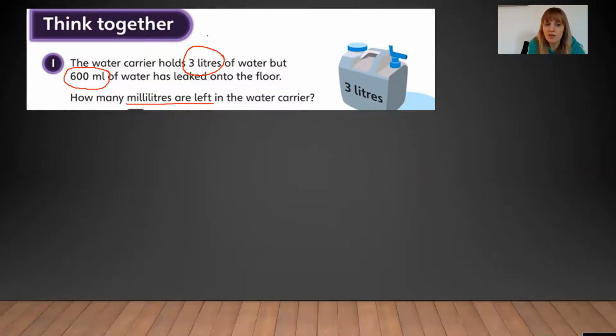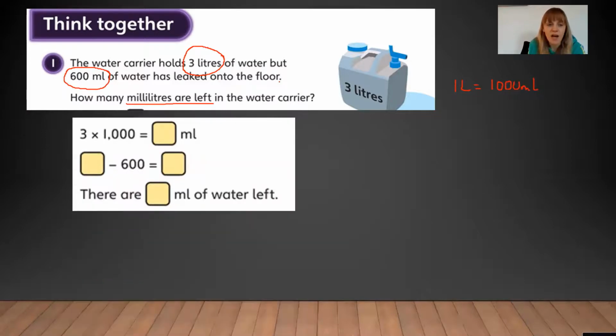So the first thing I've got to do is think, well, if it's in millilitres, I need to convert my litres into millilitres. So let's remind ourselves, 1 litre is 1,000 millilitres, isn't it? So I've got to do 3 times 1,000 to work this out into millilitres. So this means that 3,000 millilitres of water are held in the container. Now, if 600 millilitres leak out, I've got to take that away from my 3,000 millilitres.